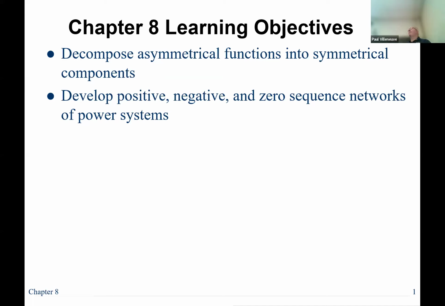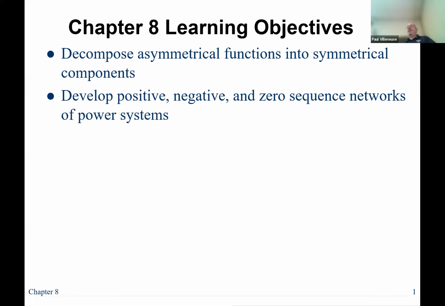A symmetrical system can be balanced, but it will have one additional system that's going to deviate from our concept of balance. So we can't call it balanced. We'll call it symmetrical or equivalent, if you will. So we're going to brace systems that are not perfectly balanced, and we'll break them into symmetrical components. And then we're going to develop these networks, positive, negative, and zero sequence networks for power systems.